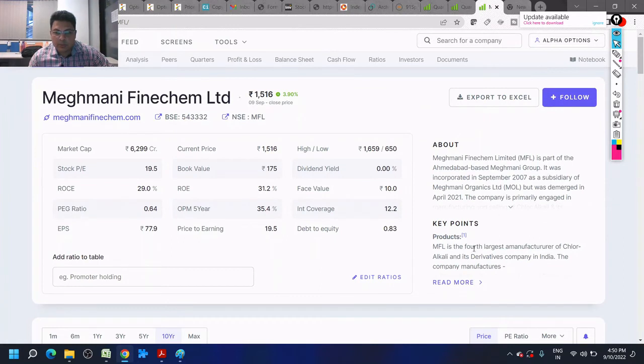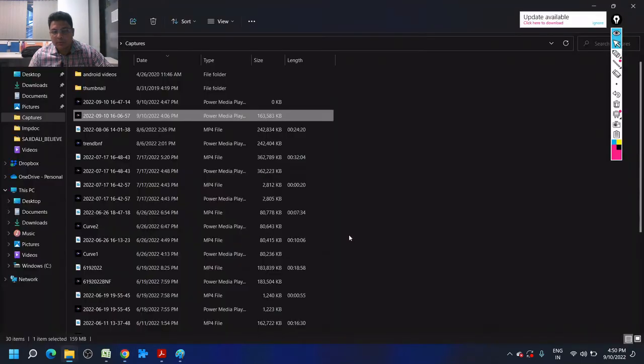If you want to see, they are the fourth largest manufacturer of chloralkali and its derivatives in India. So see, once you do this research, you will find these kinds of stocks where you can actually fine tune and then invest. So there is a logic to investment which you can do.